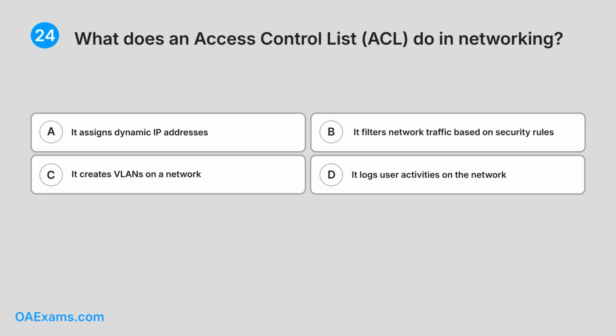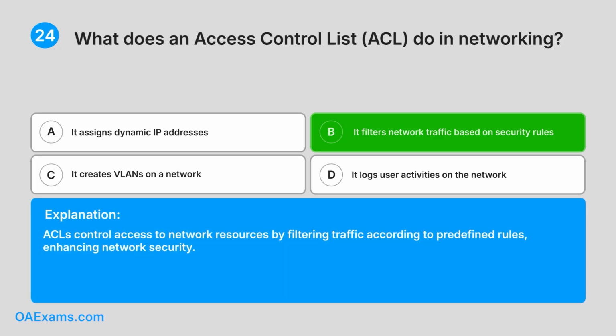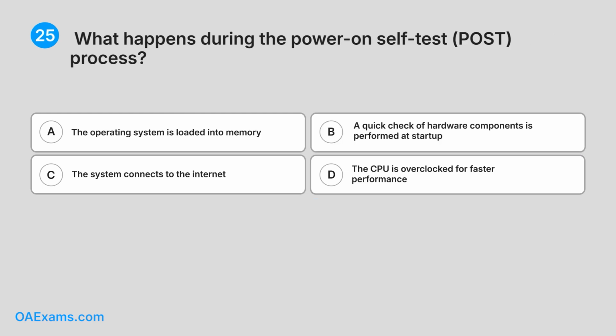Correct answer. B. It filters network traffic based on security rules. Explanation. ACLs control access to network resources by filtering traffic according to predefined rules, enhancing network security. 25. What happens during the power-on self-test, POST, process? A. The operating system is loaded into memory. B. A quick check of hardware components is performed at startup.